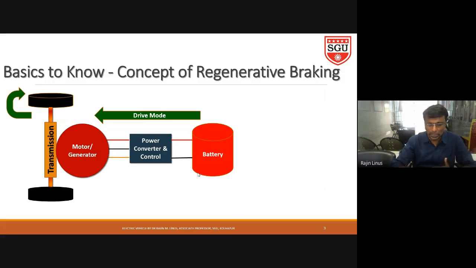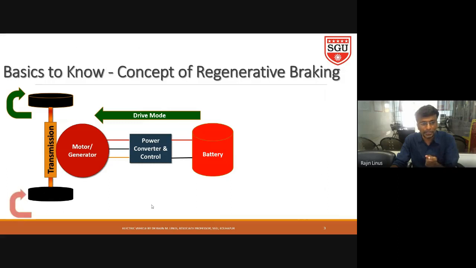What I explained at the start: when the car is coming down the slope, the tire, the car wheel, will move fast. That movement is converted into electrical quantity by using a generator. So at that time this machine will act as a generator. The output is AC, which is given to the power converter, which controls it and gives it to the battery for storing. During the driving mode, the battery state of charge will start to reduce.